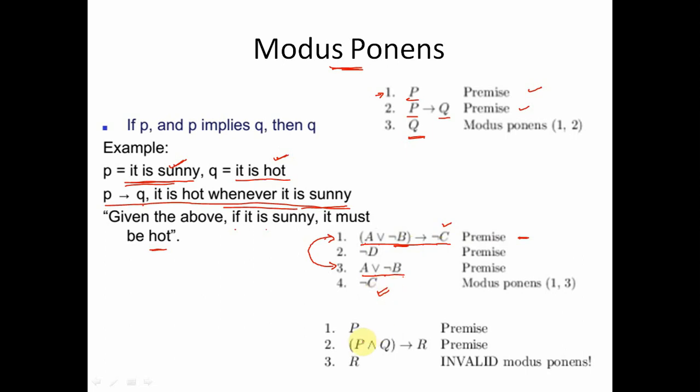Let's see one more example. If I give you a premise like P and we say P and Q implies R, now I cannot apply modus ponens here. Why? Because this P and Q, P conjunction Q, in the previous slide, remember we said that they have to be literally applicable. So if we have a P over here and we have P and Q over here, we cannot apply modus ponens. If we have P over here, not P and Q, then I could have applied modus ponens, but not in this case.